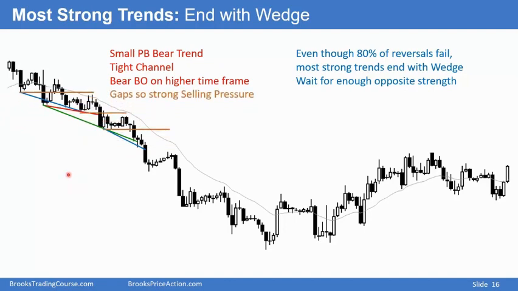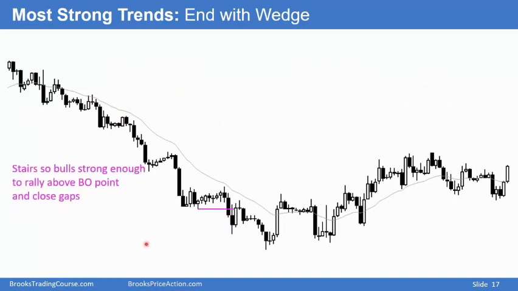Whenever you see a bear trend that lacks consecutive big bear trend bars, this lacks consecutive big bear trend bars, yet it's forming gaps. Instead of looking at it as a possible bear leg in a trading range, you have to be thinking that it could be a small pullback bear trend, and it could last a long time. Do not look to buy reversals.